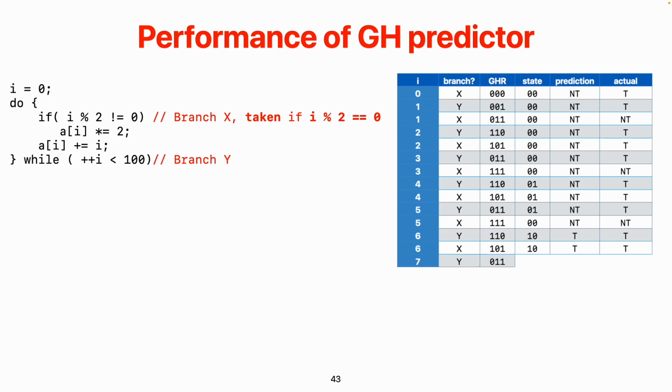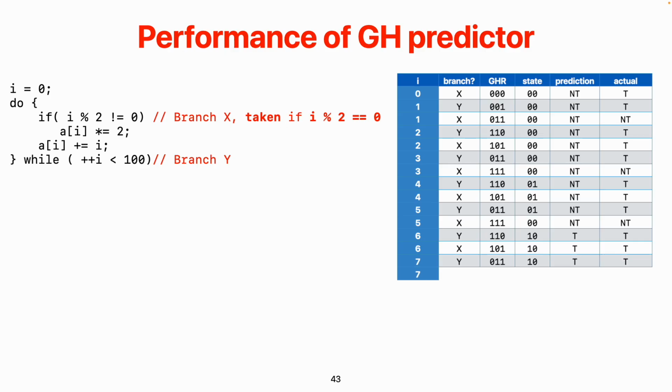Next. What's the current GHR? 011. What's the value in 011? 10, right? Because the last time it was taken, so it's incremented by 1. Predict taken or not taken? What's the actual outcome? Taken. Woohoo, we got it right again.